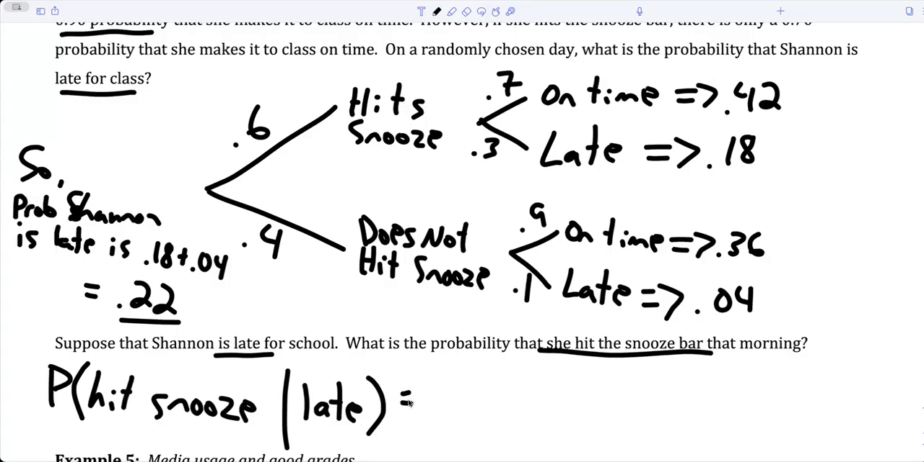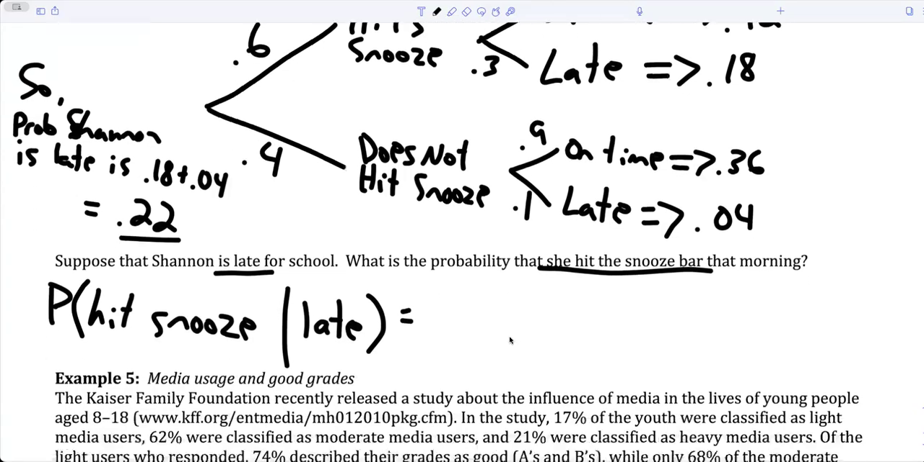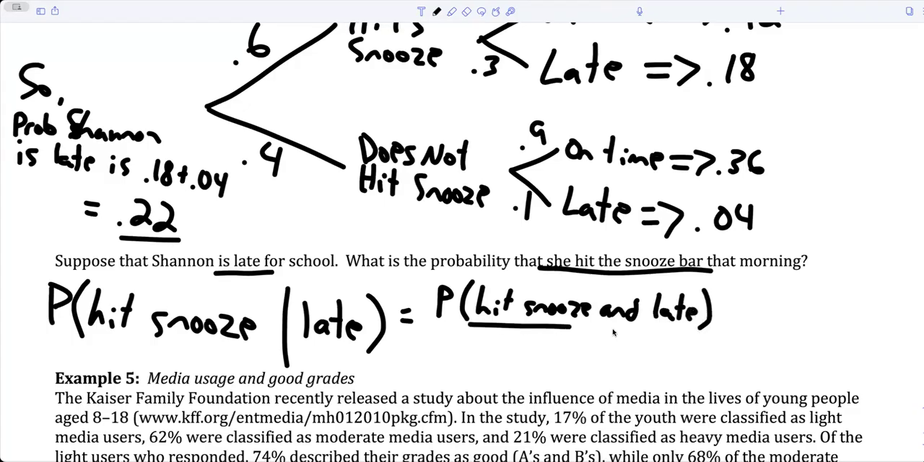And so let's write it out. How do we find this conditional probability? It is the intersection over the condition. So I want the probability that she hits the snooze and is late, over the probability that she is late.